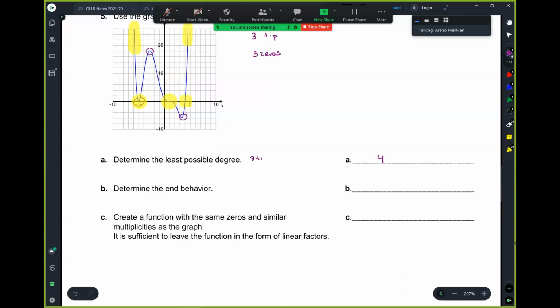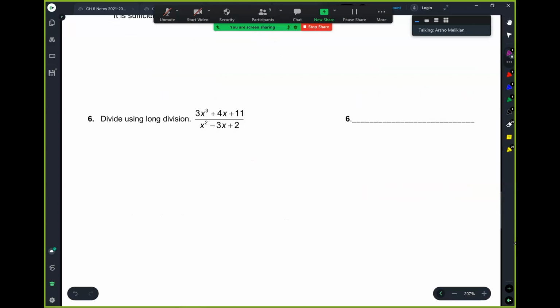Okay, determine the end behavior. There's that term again. So I need 2 limits. The limit as x approaches negative infinity and the limit as x approaches positive infinity. And both of these are going up, so it's positive infinity for both.